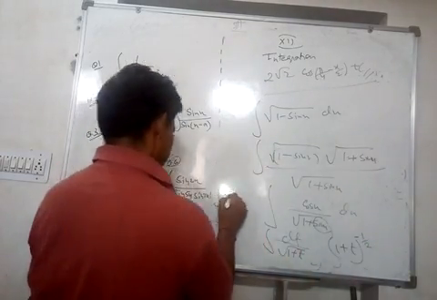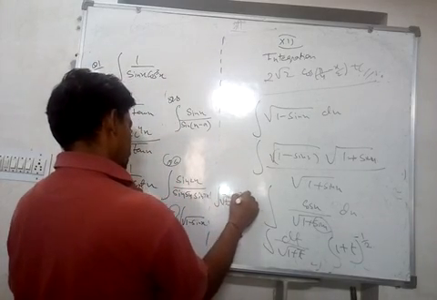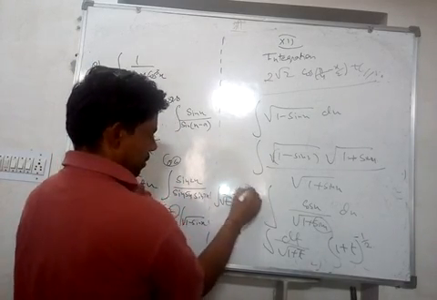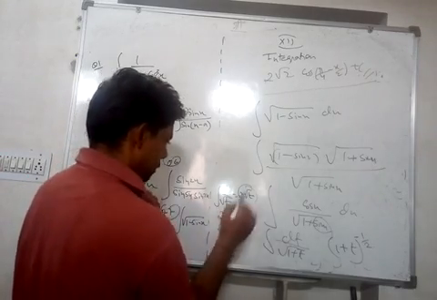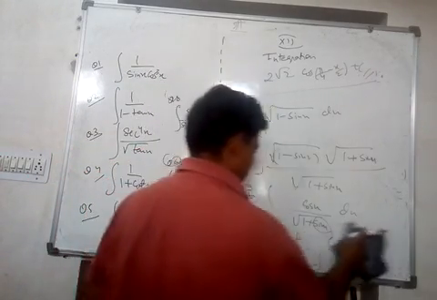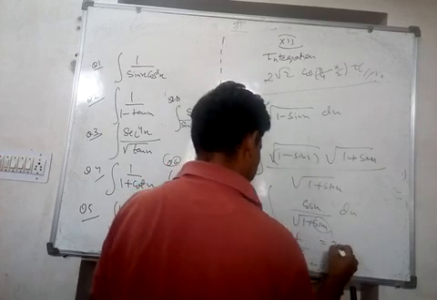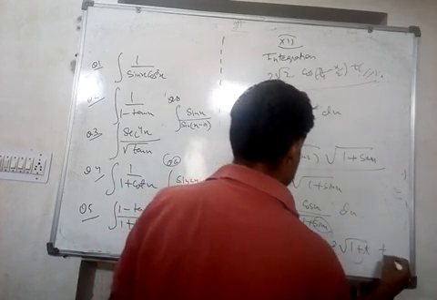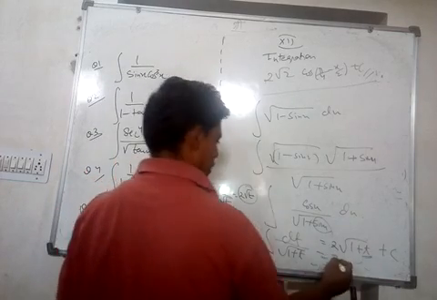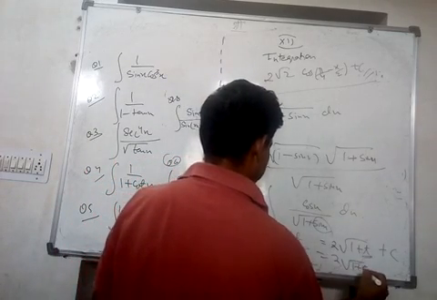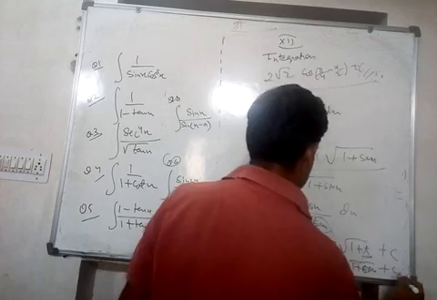What is the integration of 1 upon root t? It is 2 root t, right? Because the differentiation of 2 root t will be 1 upon root t. So the answer is 2 root 1 plus t plus c. Now we can write the value of t, which is sin x. So 2 root 1 plus sin x plus c.